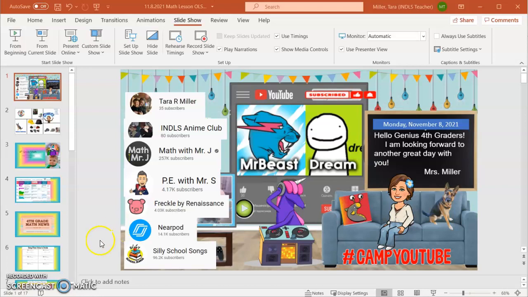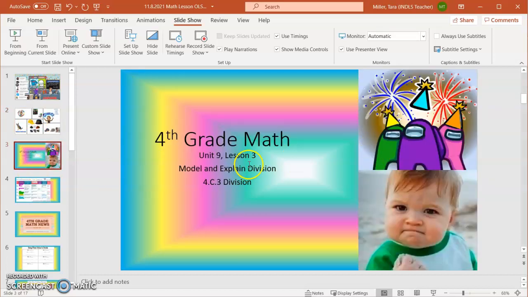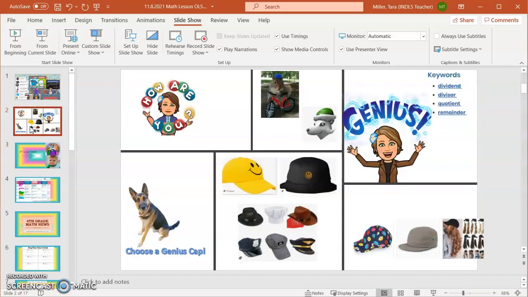I wanted to go through a few of your math problems for OLS lesson for today, which I believe is Unit 9, Lesson 3, Division, Model and Explain Division. So grab back up here, grab a Genius Cap, reach in, grab the one you like.